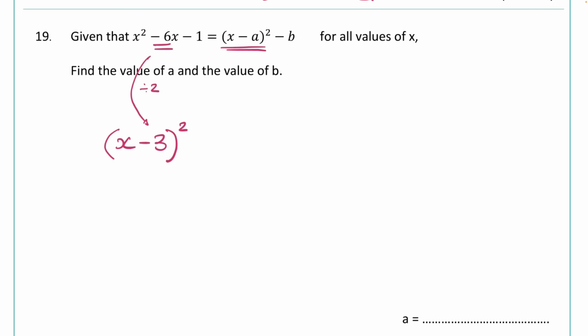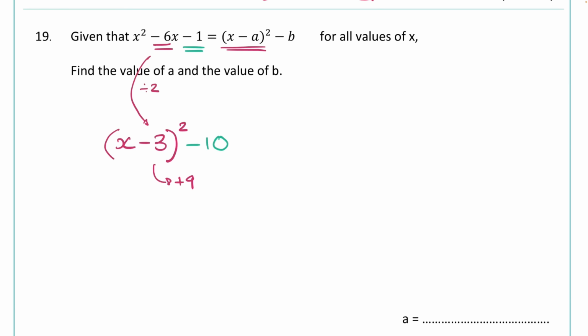Now all we have to do is think to ourselves, what would that be when we expand this bracket? Well, this would give us plus 9. Now we don't want plus 9 because in the question we had a minus 1. So we just need to think to ourselves, how do we make this squared bracket balance out? So it would in fact give us negative 1. Well, to get from 9 to negative 1, we have to subtract 10. And there we go, there's our values.